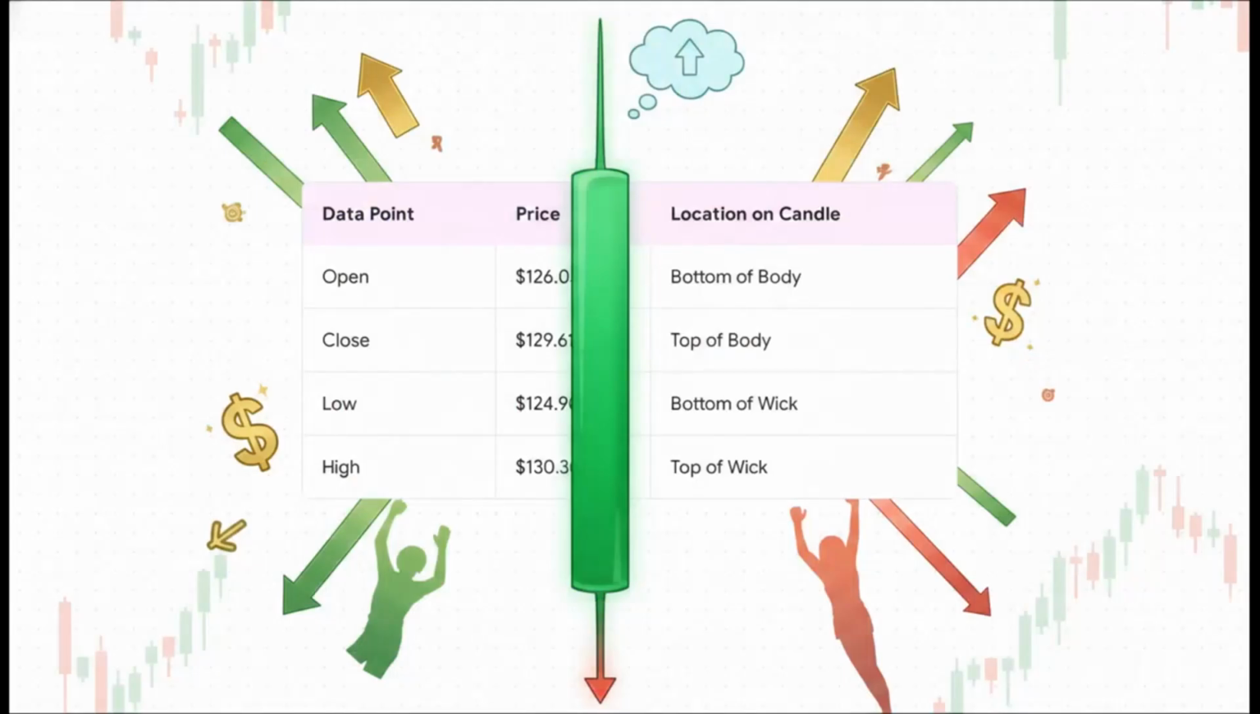Okay, let's zero in on this big green candle from January 6th. Because it's green, we instantly know the opening price is at the bottom of the body. That was $126.05. The price then powered up to close at the top of the body at $129.61. But look at the wicks. During the day, it hit a low of $124.90 and a high of $130.30. This candle tells the story of a very strong day for buyers.